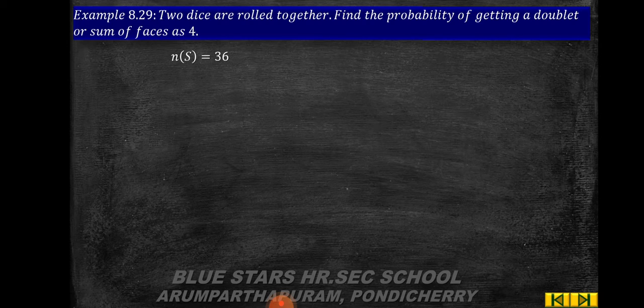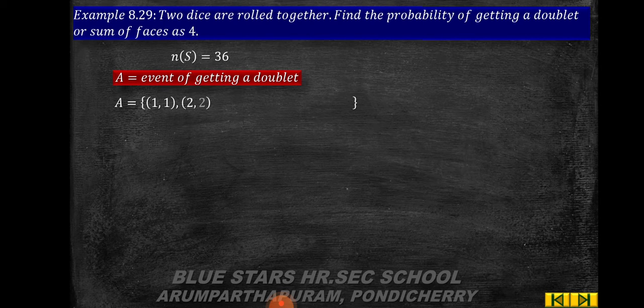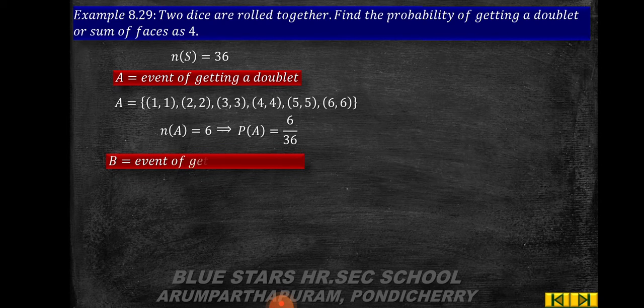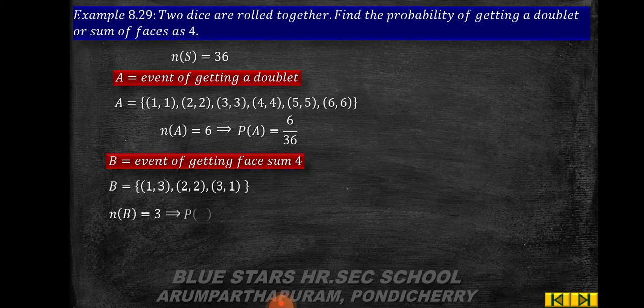So first you know the sample space, N of S is equal to 36. A is the event of getting a doublet. So A is equal to 1,1; 2,2; 3,3; 4,4; 5,5; 6,6. So N of A is equal to 6, which implies P of A is equal to 6 by 36, which is equal to 1 by 6. Then B is the event of getting face sum 4. So B is equal to 1,3; 2,2; 3,1. N of B is equal to 3. P of B is equal to 3 by 36.